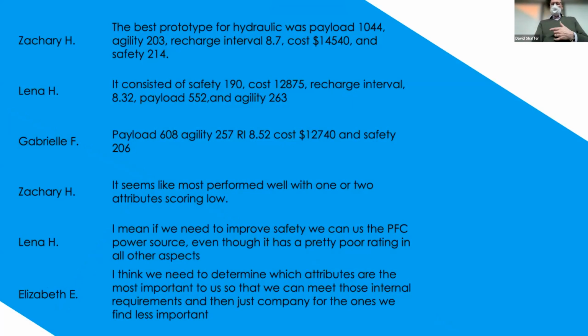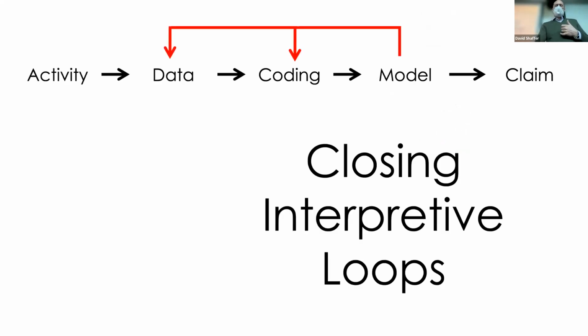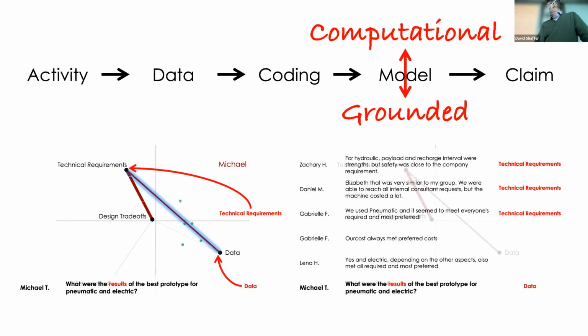In other words, when we're doing this, right? Sorry, I don't know why that slide's in there. What we're doing is closing interpretive loops, right? And we're doing it because we can link a computational approach with a grounded approach. And those two things are connected. The connection doesn't get lost.